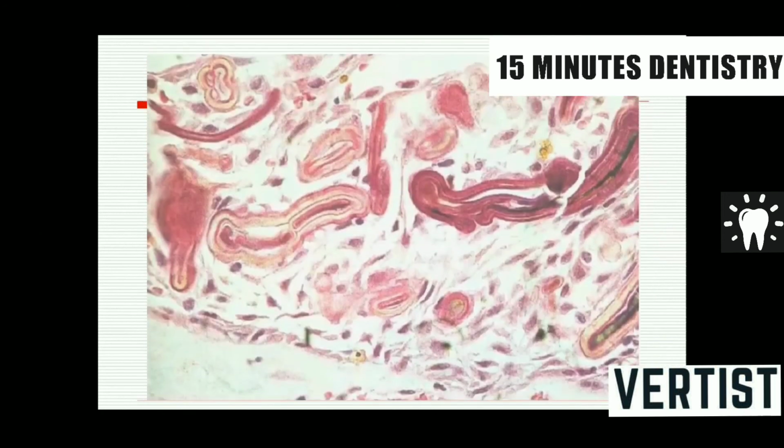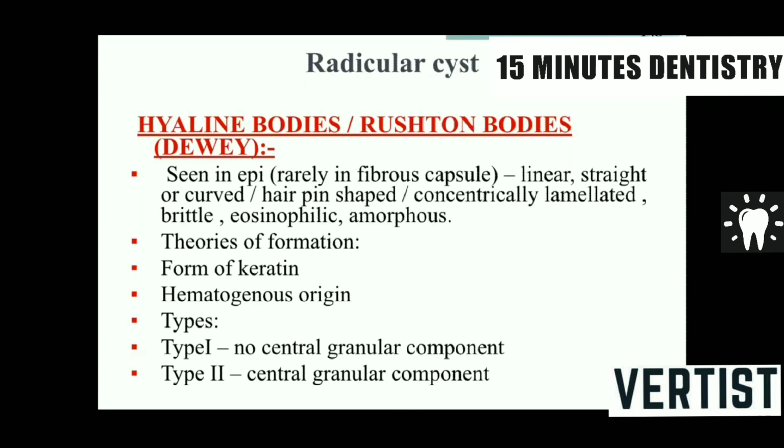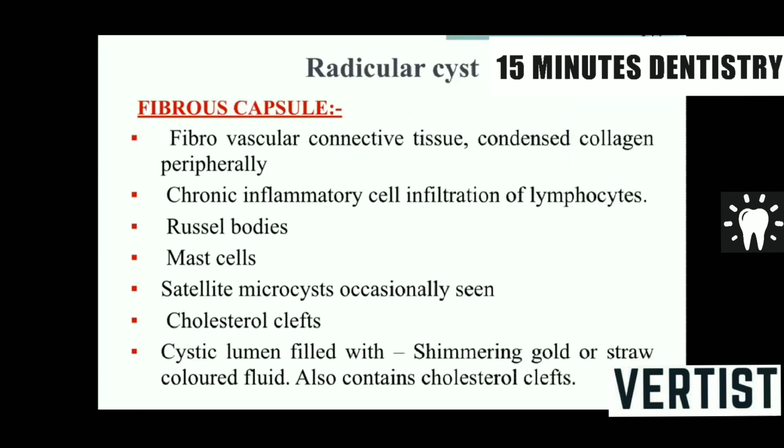So this is a higher magnification of Rushton bodies. They are of different shapes. Some are concentric, some are linear, hairpin-like. They are linear, straight, curved, hairpin shaped, concentrically laminated.